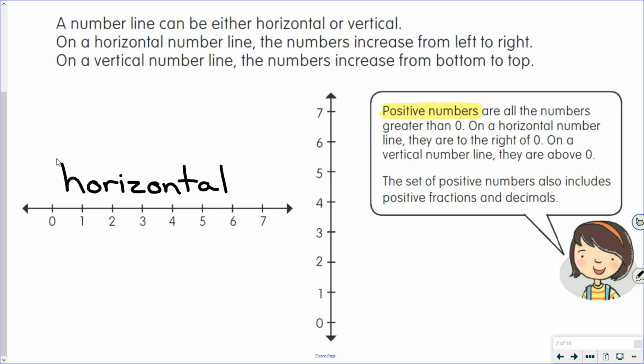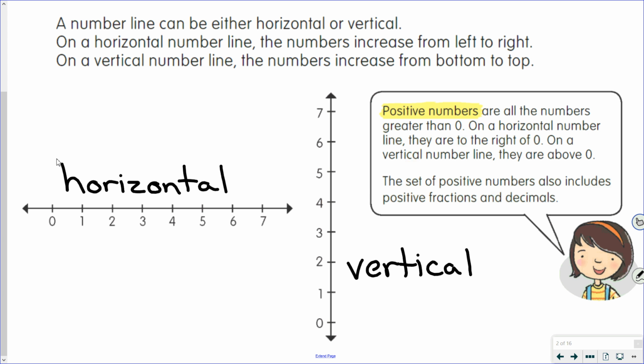And on a horizontal number line, as you move to the right on the number line, the numbers increase in value. So the farther right you go, the higher the value of the number. If the number line is going up and down, then that is your vertical number line. And on a vertical number line, as you move up, the numbers increase in value.